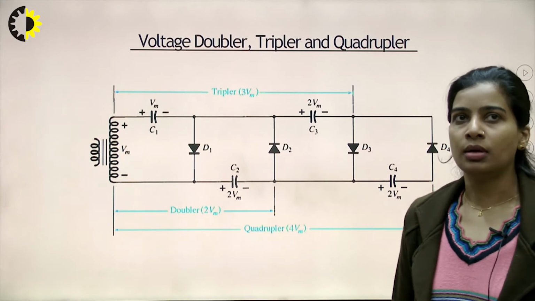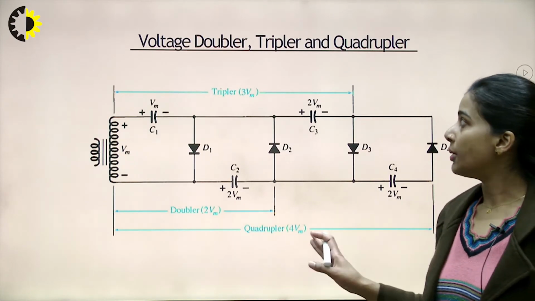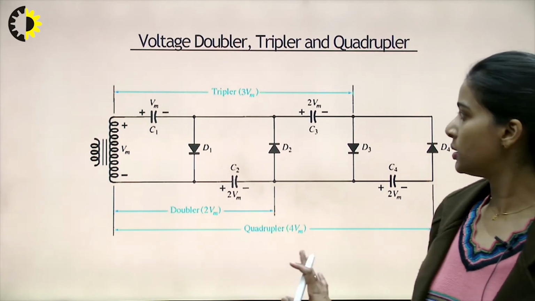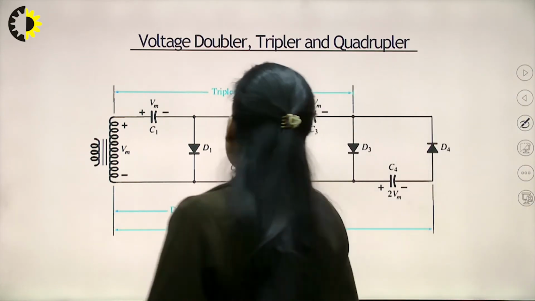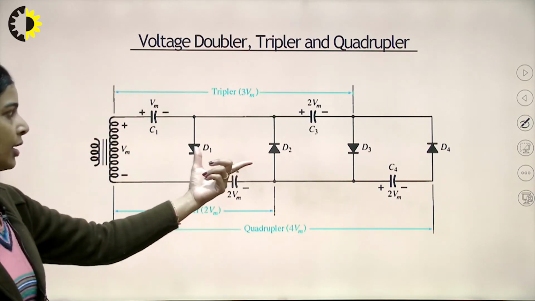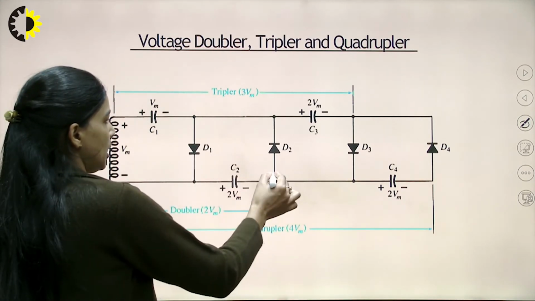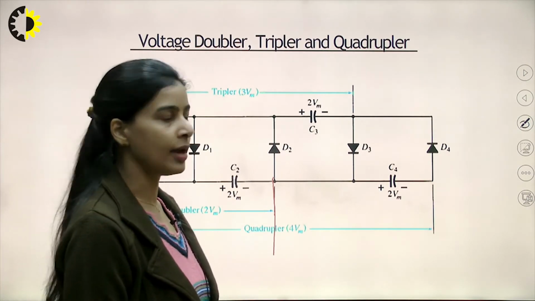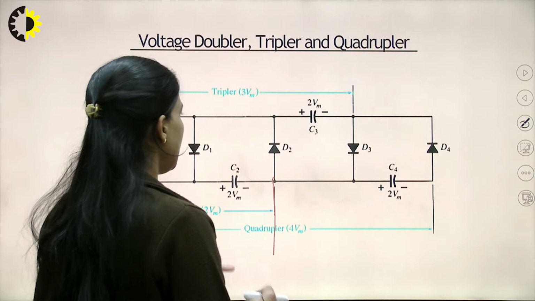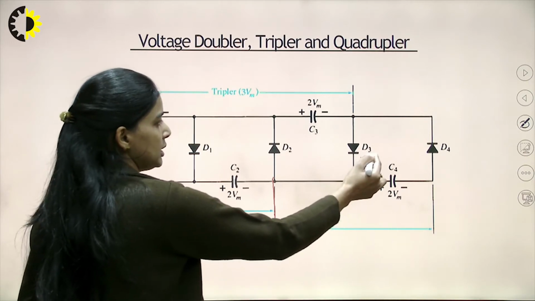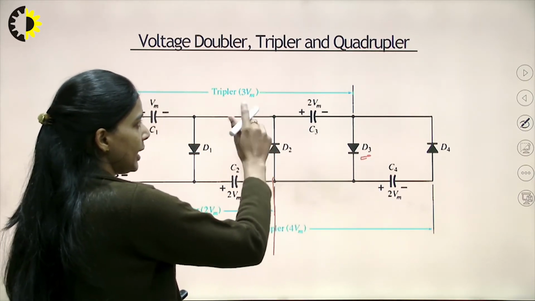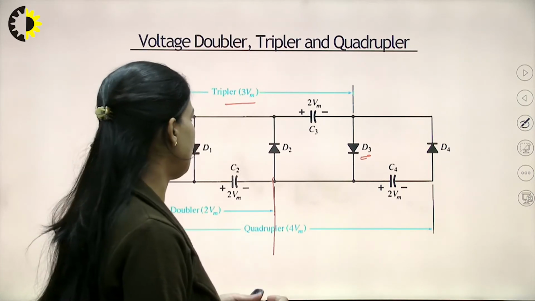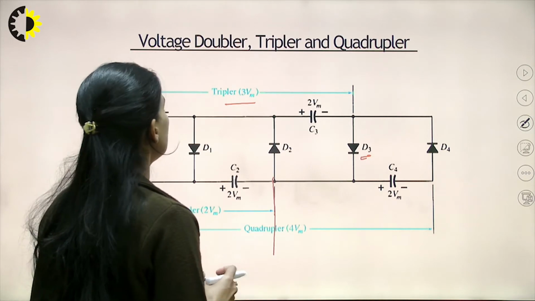Next we have voltage doubler, tripler and quadrupler. This circuit is showing all three in the same circuit. When we use two diodes up to this point, this circuit will be acting as a voltage doubler, the working of which we have already seen. If we add one more diode D3 here, then we get the output as 3Vm. The working will remain the same as that of the voltage doubler.